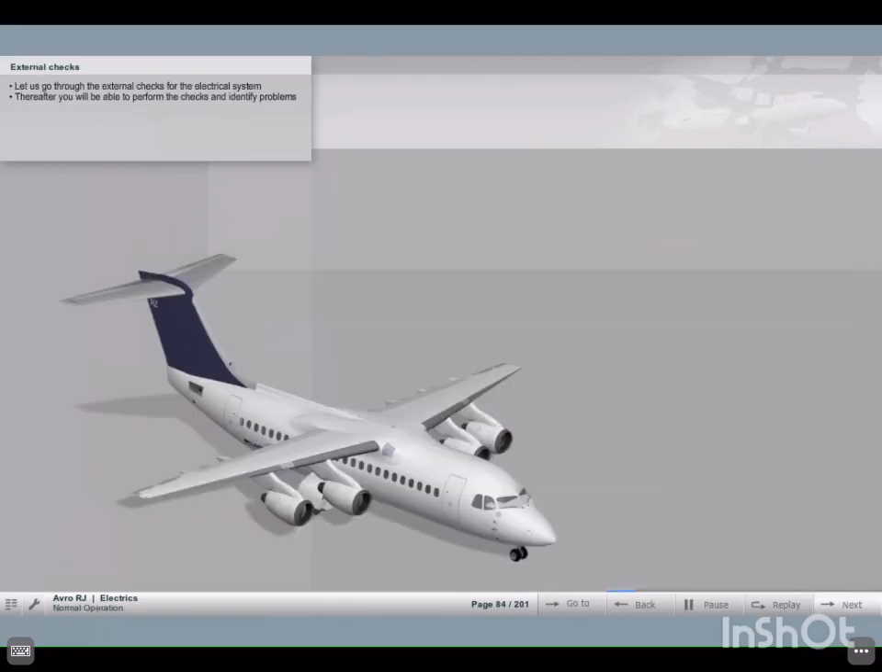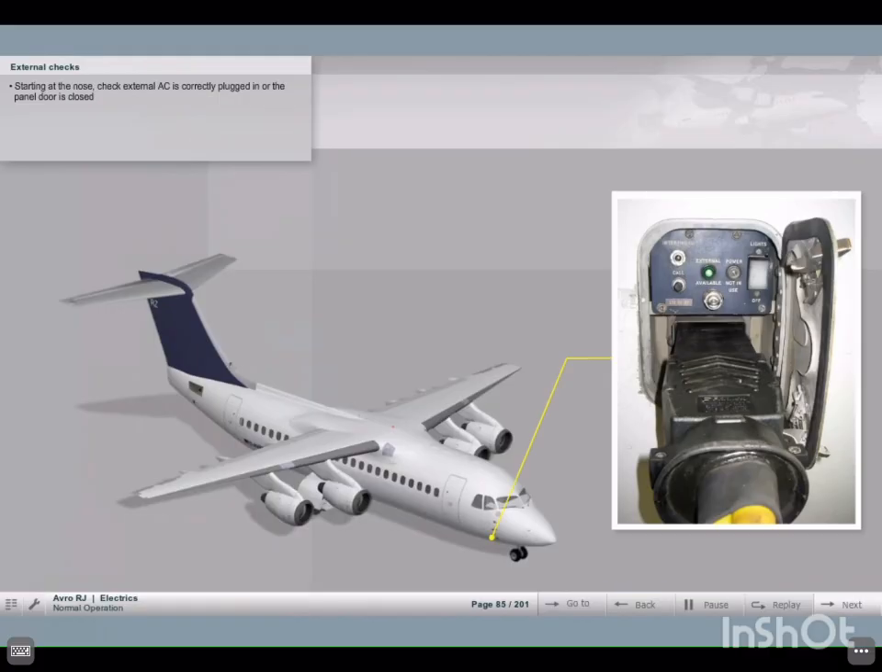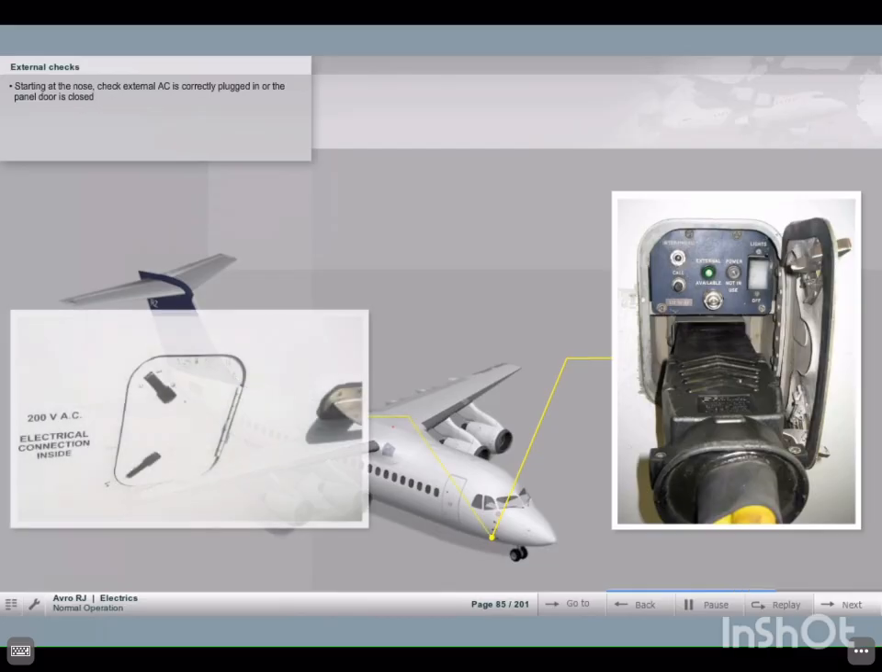Now, we will look at the external checks associated with the electrical system. After the following pages, you will be able to carry out these checks and identify problems which require further investigation. Starting at the aircraft nose, check that the external AC power, if connected, is correctly plugged in, or that the external AC panel door is correctly closed.